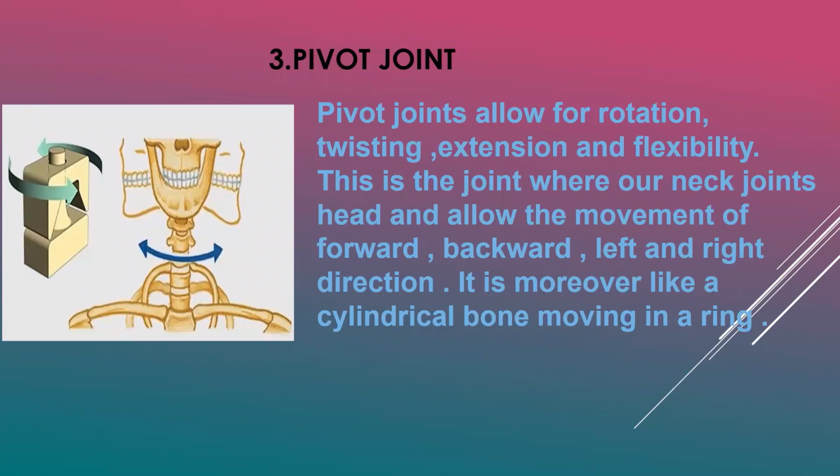Now we will know about pivot joint. Pivot joints allow for rotation, twisting, extension, and flexibility. This is the joint where our neck joins head and allows the movement of forward, backward, left and right direction. It is more like a cylindrical bone moving in a ring.